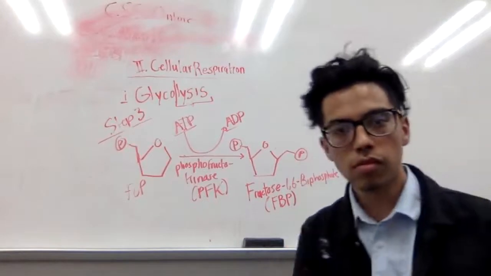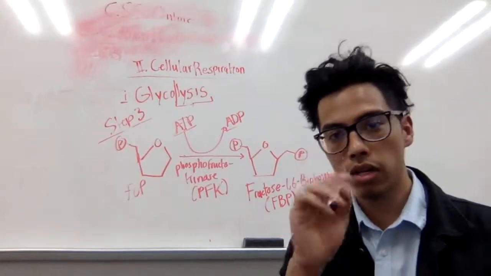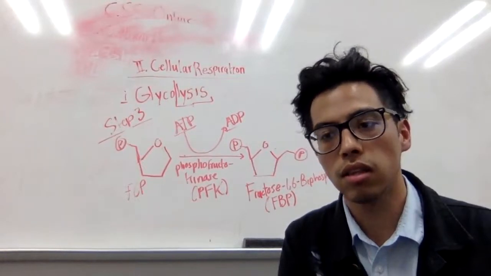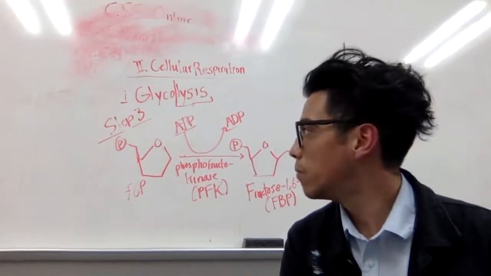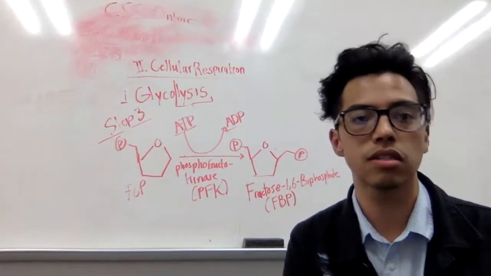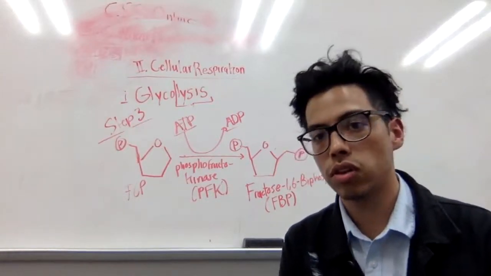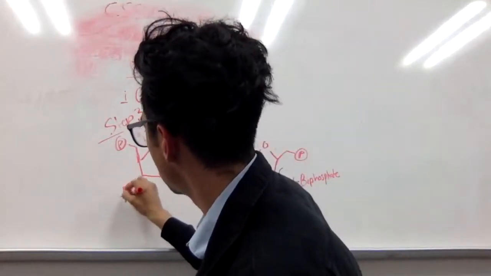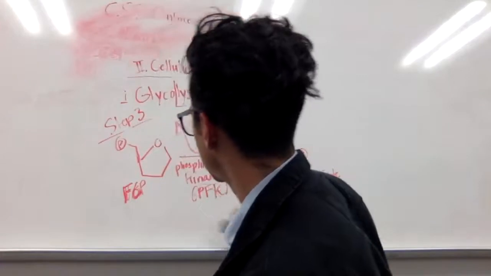So step 3. This is another step that you have to memorize, according to Dr. Lickham, who wants you to memorize it. Because of step 2, we just finished step 2. Now we're going into step 3 of glycolysis. You just finished with F6P. That's what you got out of step 2.